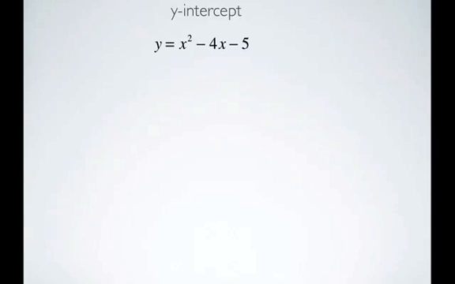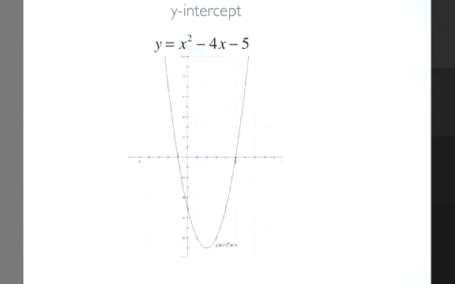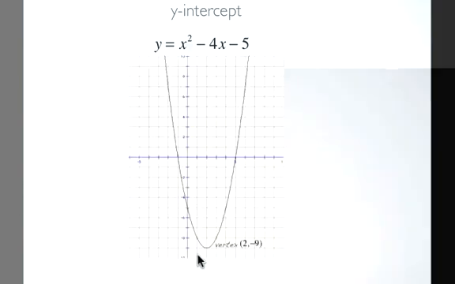Again, we'll be looking at the quadratic expression y equals x squared minus 4x minus 5. Here's the graph. We've already seen that we can identify the vertex at 2, negative 9. There's an axis of symmetry at x equals 2. We have two x-intercepts at negative 1 and at 5.